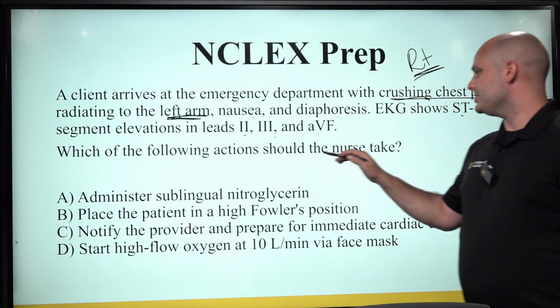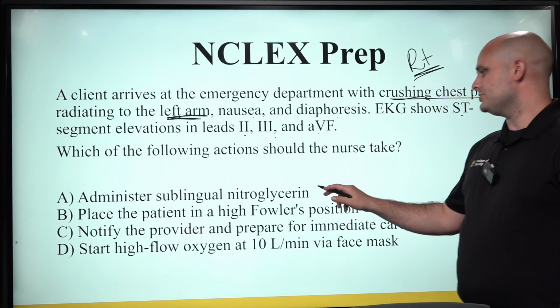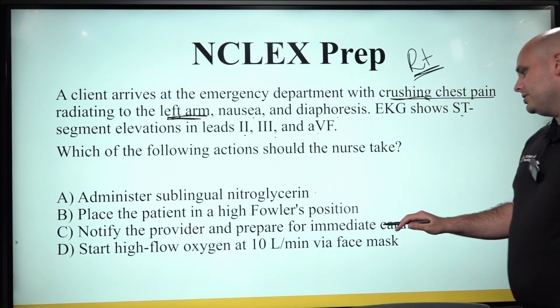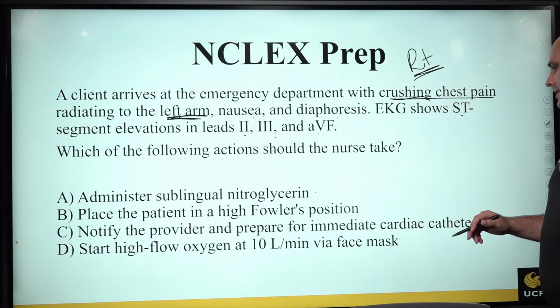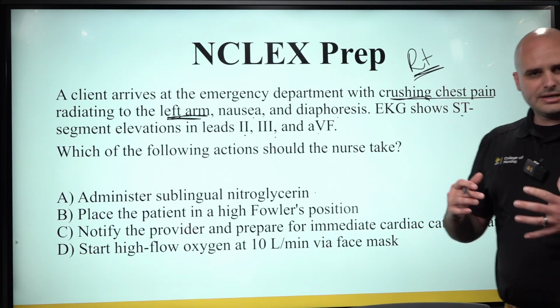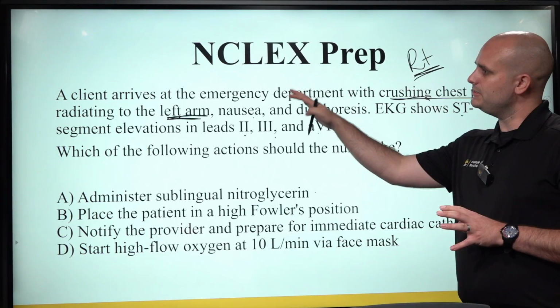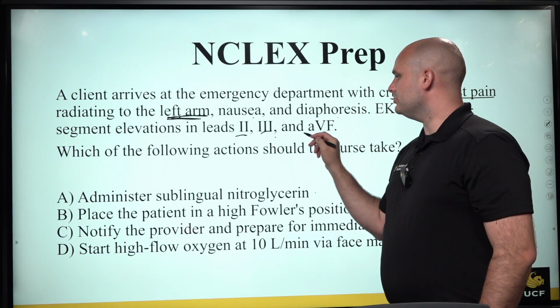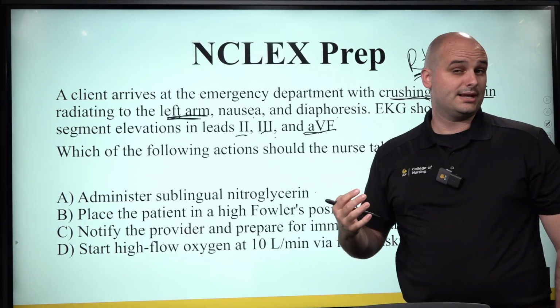Which of the following actions should the nurse take? Administer sublingual nitro, place the patient in high Fowler's, notify the provider and prepare for immediate cardiac cath, or start high flow oxygen at 10 liters. So let's look at this question from this perspective at the top. We know the patient has ST elevation in II, III, aVF, right? So they have a right-sided heart attack.